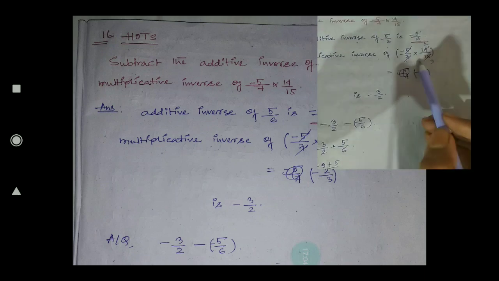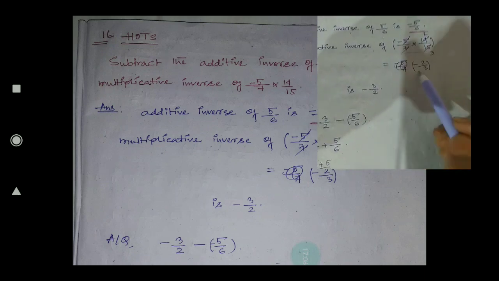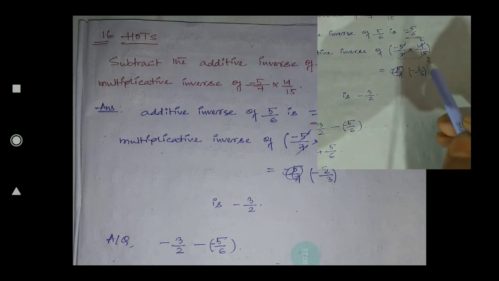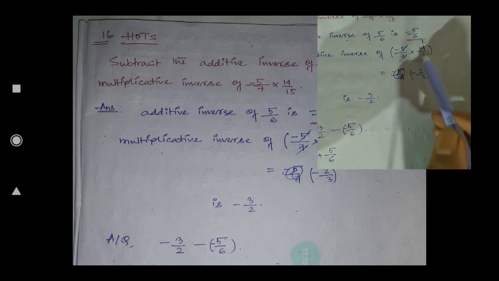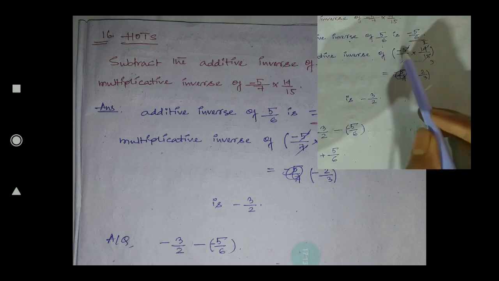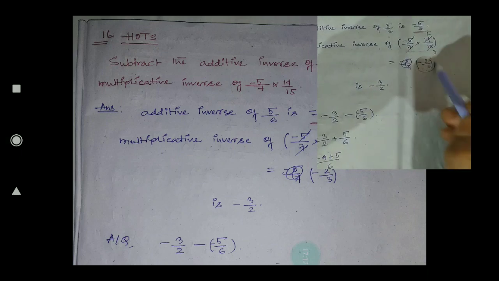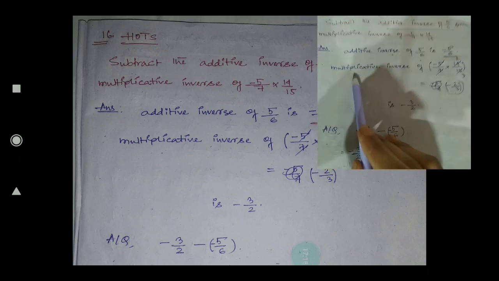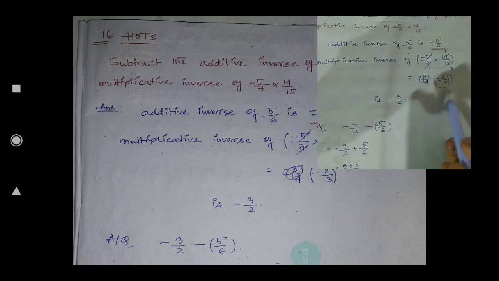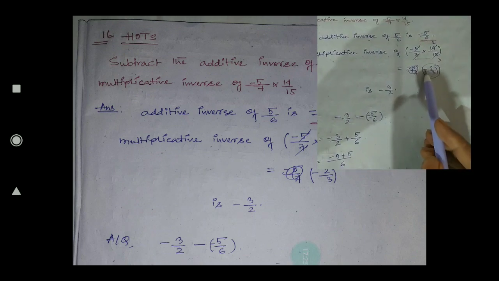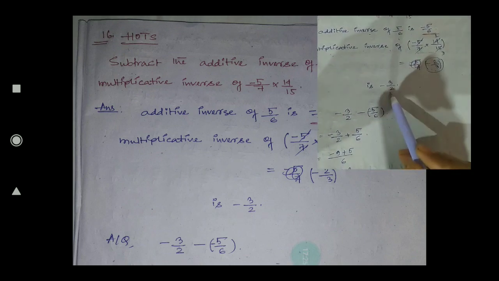Okay. Multiplicative inverse of this one. So this one is not simplified, so first I will simplify. 5 3s are 15, 7 2s are 14. Then minus is there. So minus 2 by 3. But what do we need for these numbers? Multiplicative inverse. Don't forget that. Multiplicative inverse of minus 2 by 3 will be minus 3 by 2.